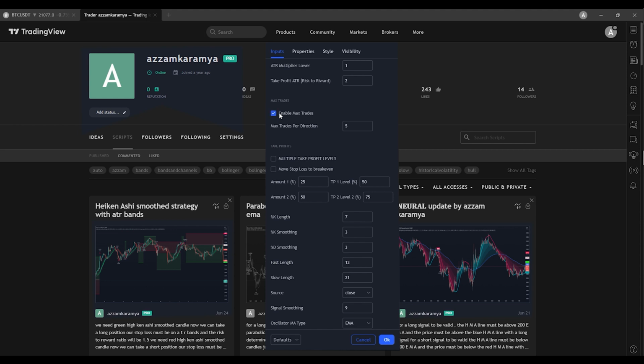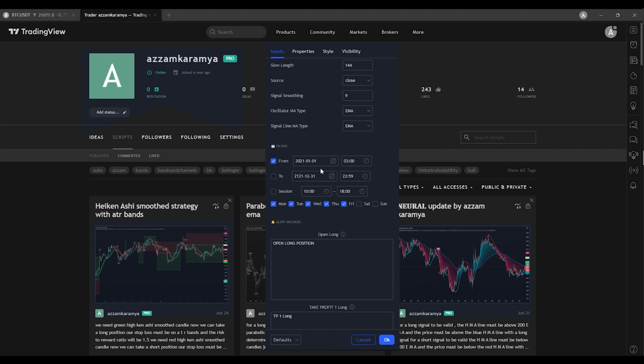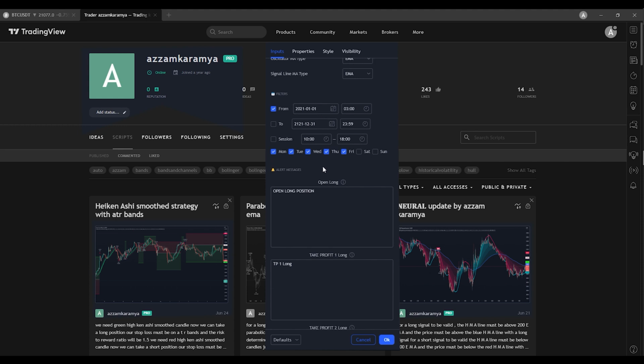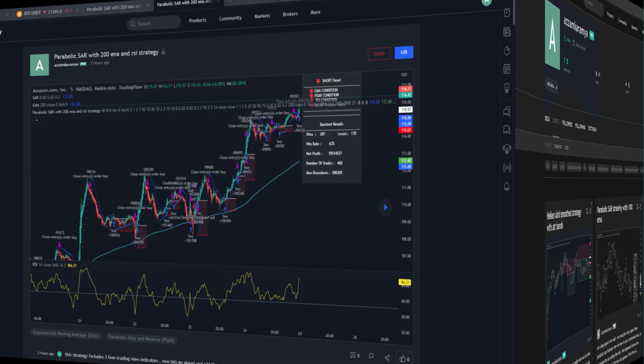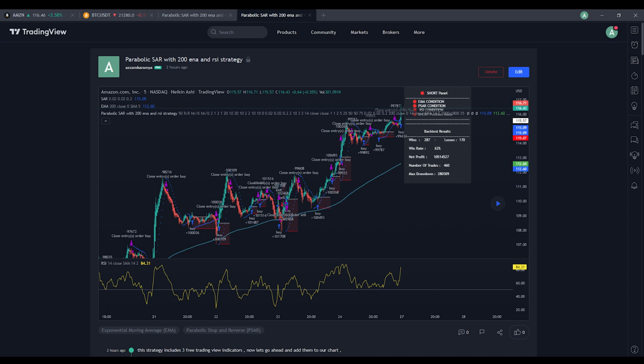You can also use max trade per direction and multiple take profit levels. And you can choose a specific time to trade. You can also link this code to a bot like Wunder Trading, 3Commas or Alertatron by just copying the bot alert order to this panel. So you can use it, but carefully.